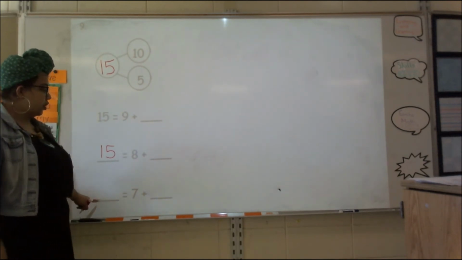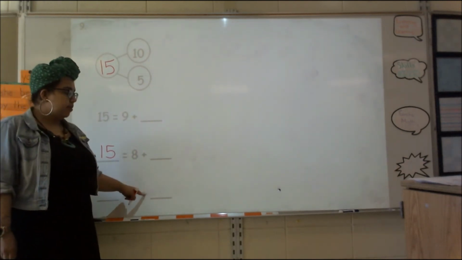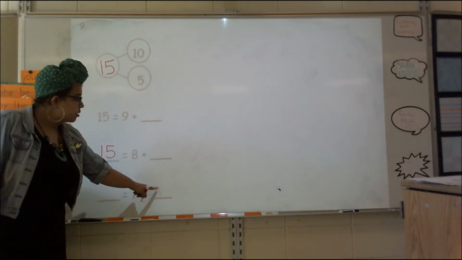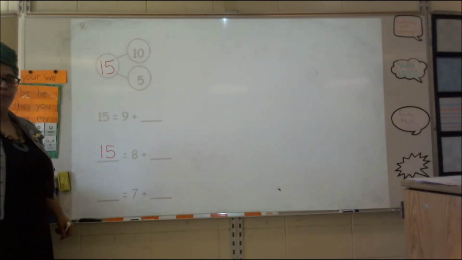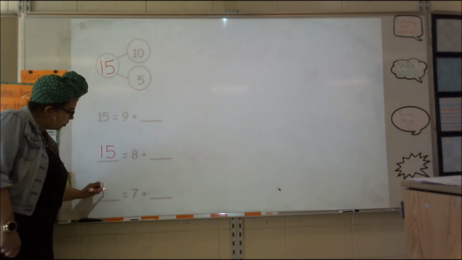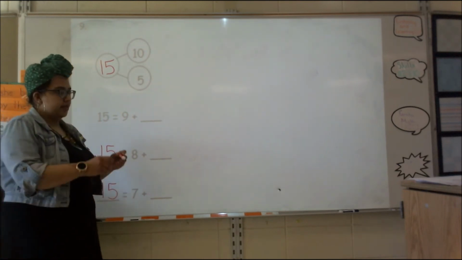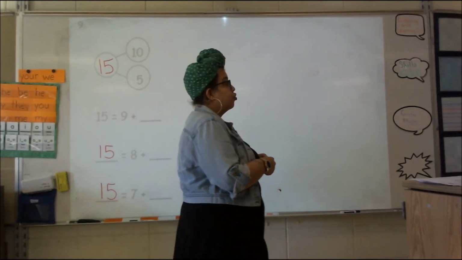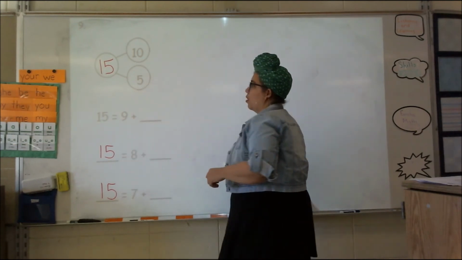What about in this question here? Blank is equal to 7 plus blank. Which spot is meant for the whole? This one right here. Good job. So 15 is equal to 7 plus blank. Okay, now let's draw to show our parts based on our number bond.